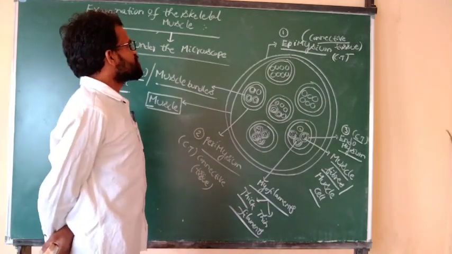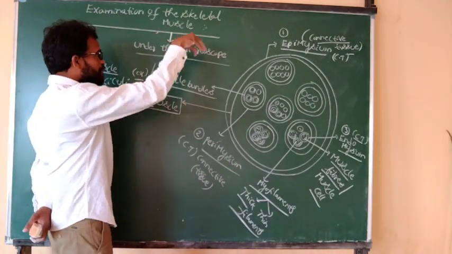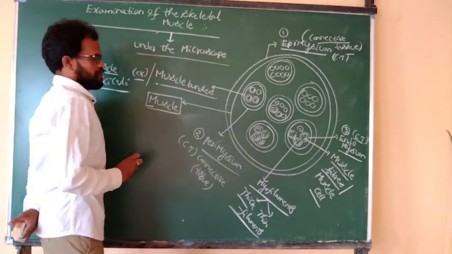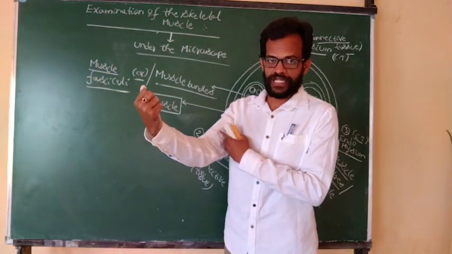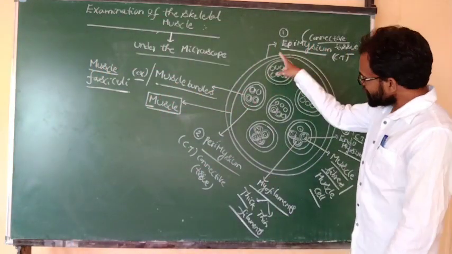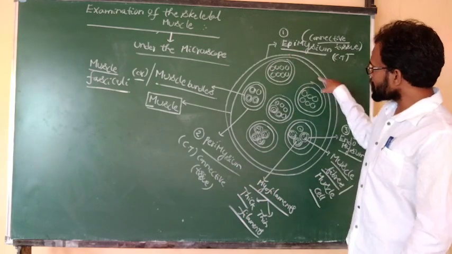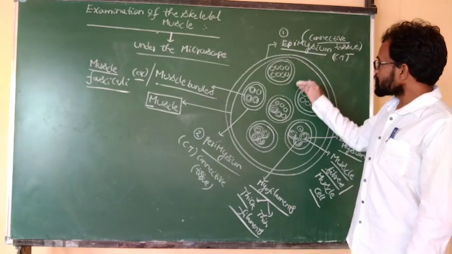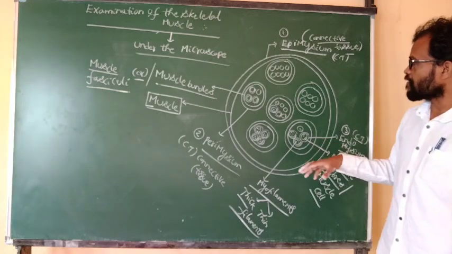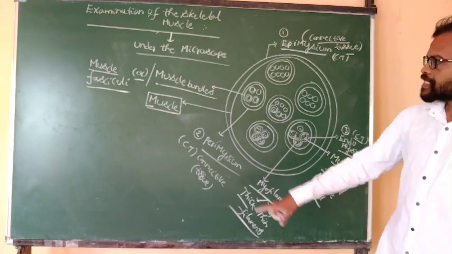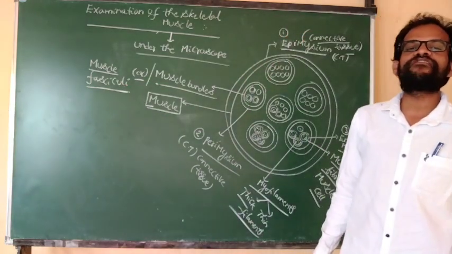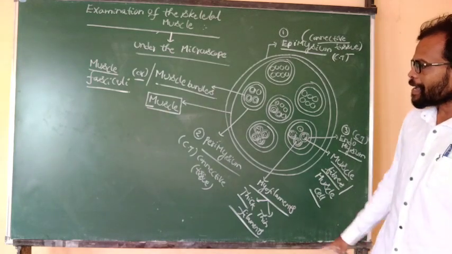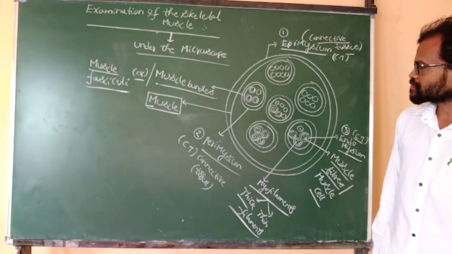The examination of the skeletal muscle. The muscle is placed under the microscope. Observe under the microscope. The entire muscle is protected by what tissue? Epimysium. It is nothing but connective tissue. This entire muscle consists of a number of muscle bundles. These muscle bundles are also known as muscle fasciculi. These muscle bundles are protected by the perimysium. It is also connective tissue.